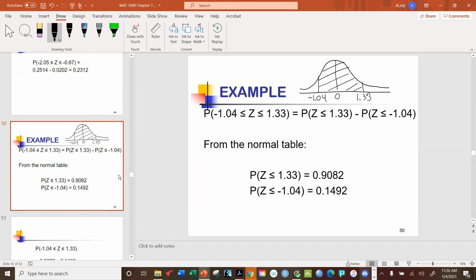So once again, we're going to take the larger of the two probabilities and subtract the smaller one. So I went ahead and looked these up in the tables. And this is what we get. 0.9082 minus 0.1492 is 0.7590. And that's our final answer. Okay. Not bad.